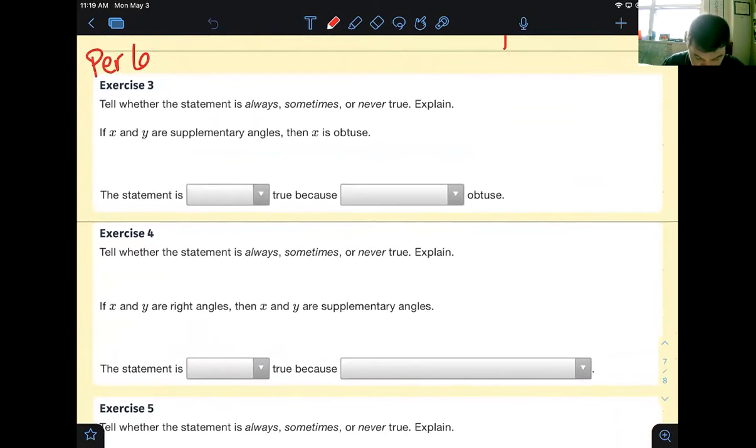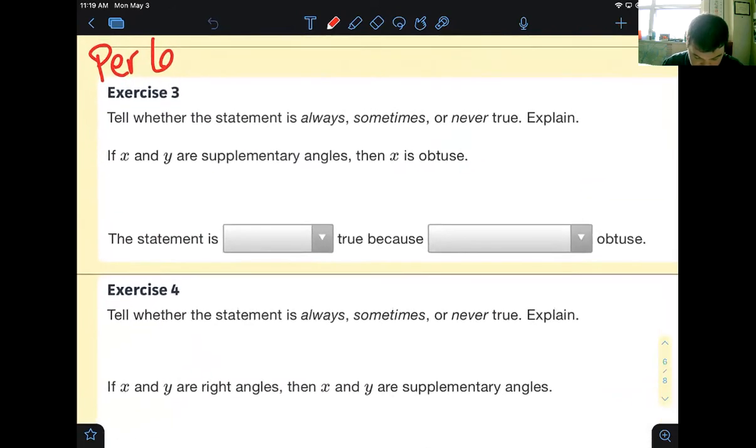Number 3, tell whether the statement is always true, sometimes true, or never true. If X and Y are supplementary angles, then X is obtuse. Well, to be obtuse just means you have to be bigger than 90 degrees. So you can have an angle be 95 degrees and another angle be 85 degrees, which would be equal to 180 if I added those together. So you could have an angle be obtuse and another angle be acute. All right, so that would work.